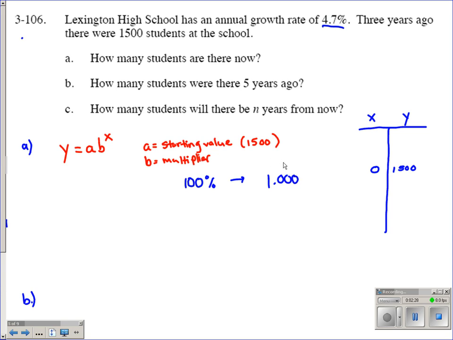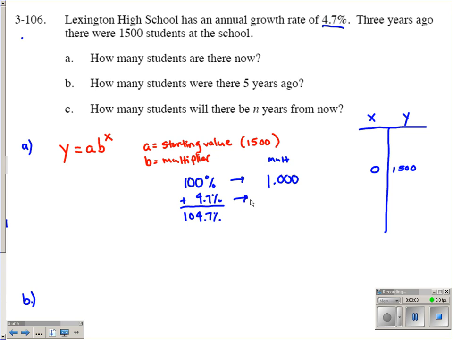If we started out with our multiplier, and remember this is just what it is as a percent over on the left, a multiplier of 1 wouldn't change anything. It tells us that we are growing by 4.7% each year. So I know that each year I'm going to add 4.7% to my 100%, which should give me 104.7%.